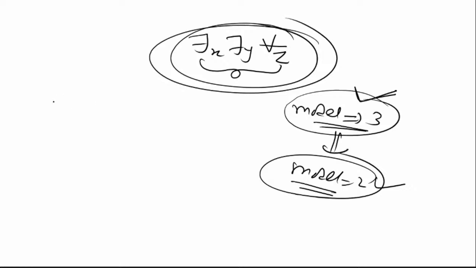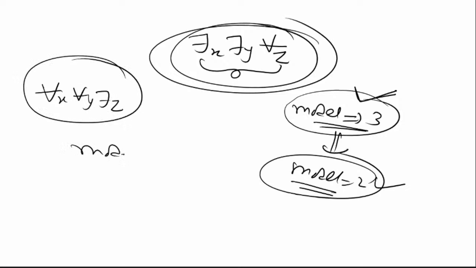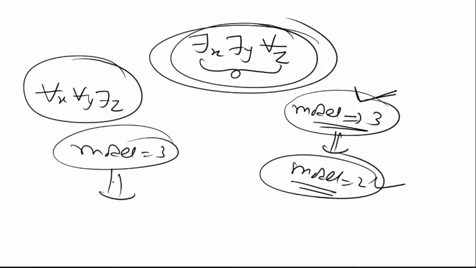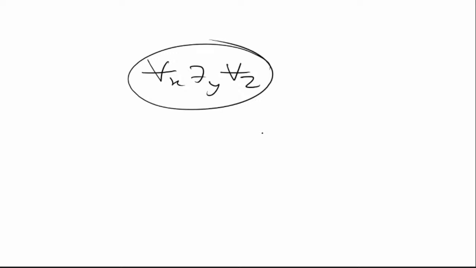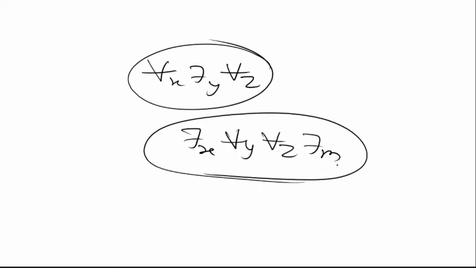But for this question, for all x, for all y, there exists z, if you have a model of size 3, then you cannot guarantee a model of size 2. So it will depend on the question. This is one possible question. This is another possible question. There are many different questions possible. For example, for all x, there exists y, for all z. This is another possible question. For example, there exists x, for all y, for all z, there exists m. This is another possible question. So many different cases are possible.